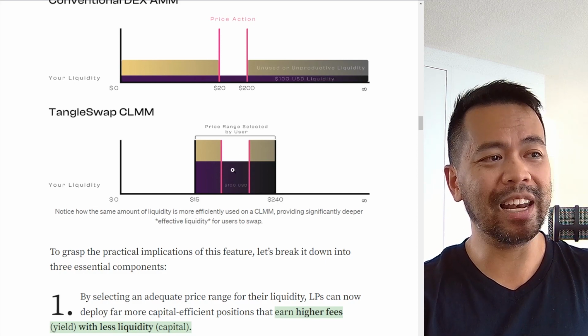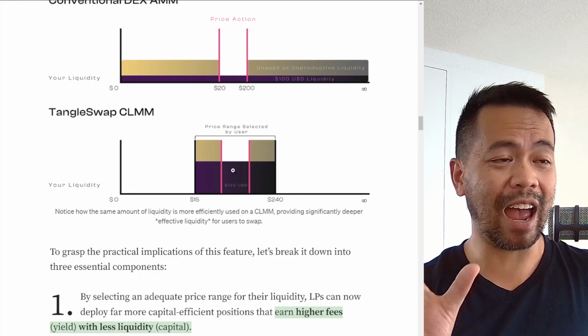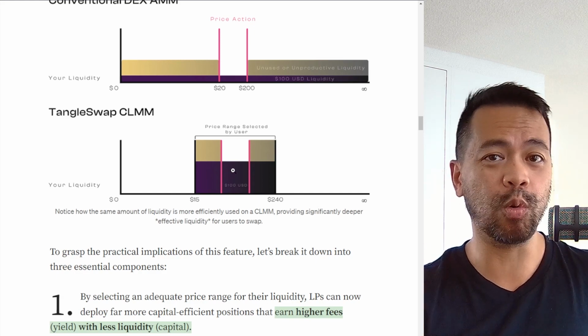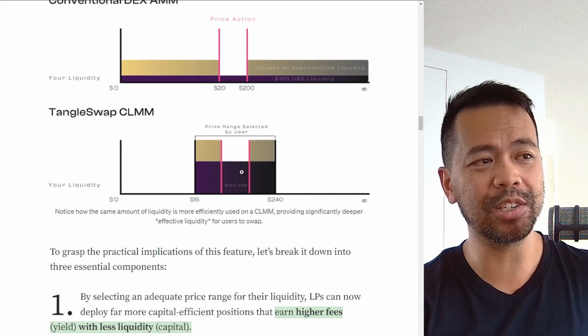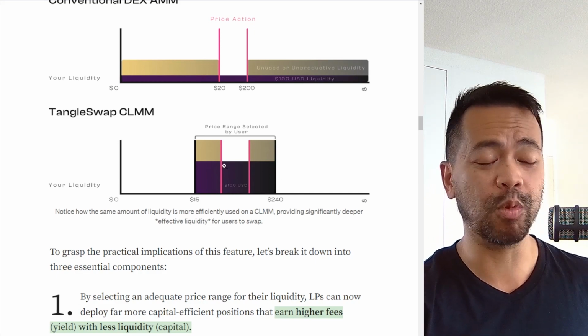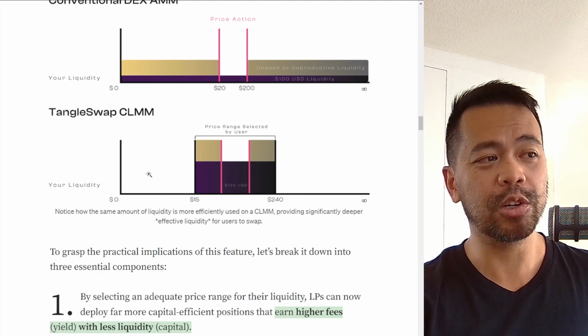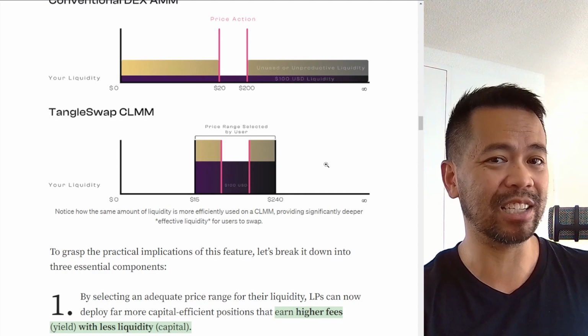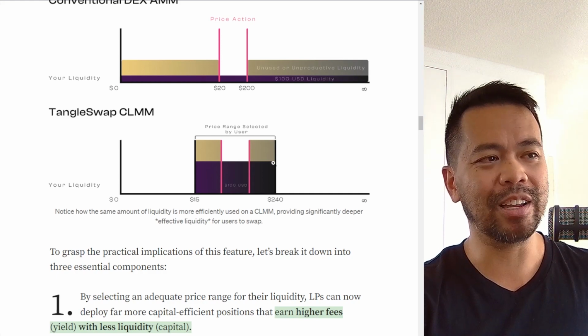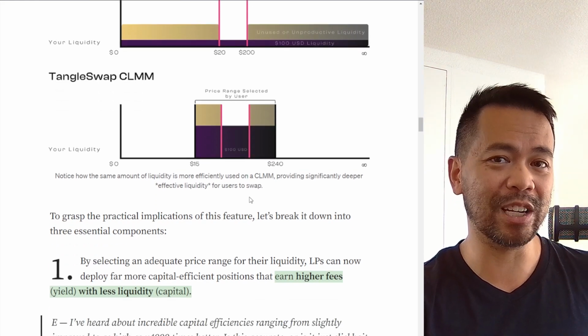So that allows the user to have that liquidity work harder, because all the price action, the movement and swaps all happen within that range, and it means all your liquidity is working in that particular range. You could then also provide liquidity at a lower range and a higher range, maybe providing less liquidity at those points. So it makes it a lot more efficient overall.